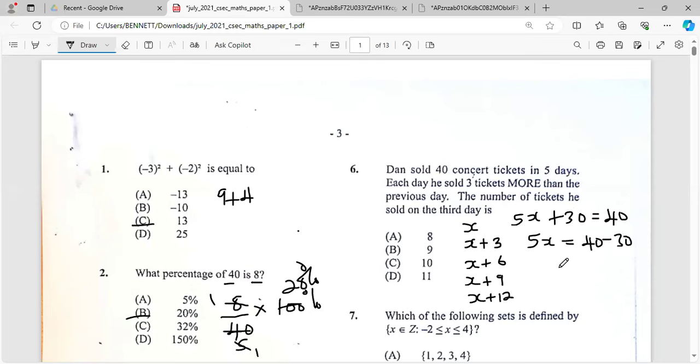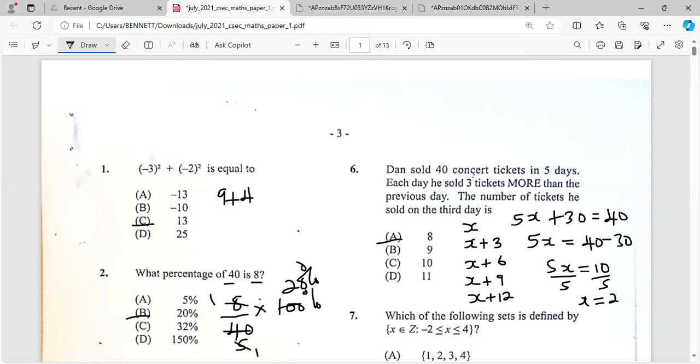So we have 5x is equal to 10. When we find x, this represents the very first day. So he sold 2 on the first day. So the third day, he sold x plus 6. So it will be 2 plus 6, which is 8. Very nice question, Cxc. Very nice question.